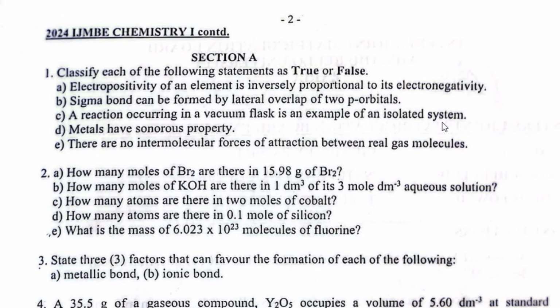Hello student. To keep it a quick one and simple, this is the new method so that I can reach out to as many questions as possible. So this is chemistry paper 1, and I will be answering question 1. Classify each of the following statements as true or false. Electropositivity of an element is inversely proportional to its electronegativity. These are the questions we'll be answering, and let's look at the new method.